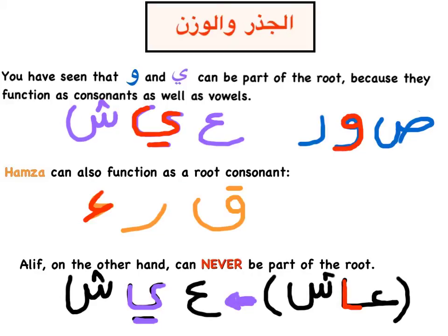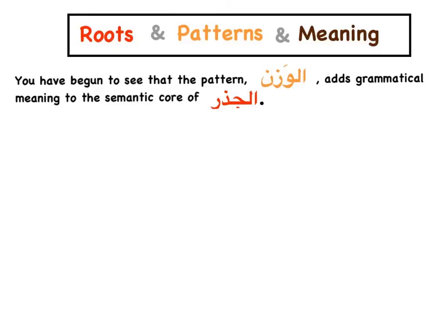Waw and ya, although vowels, also function as consonants. Hamza can be part of the root consonant, but alif cannot be part of a consonant. It is actually a ya. Now let's look at roots, patterns, and meaning. We're going to see that the pattern, wazn, adds grammatical meaning to the semantic core of the root.